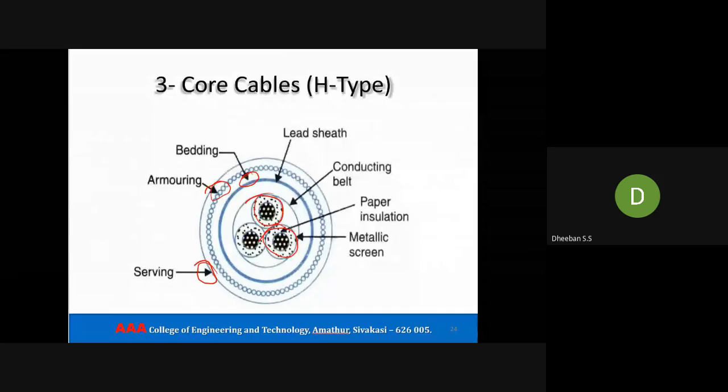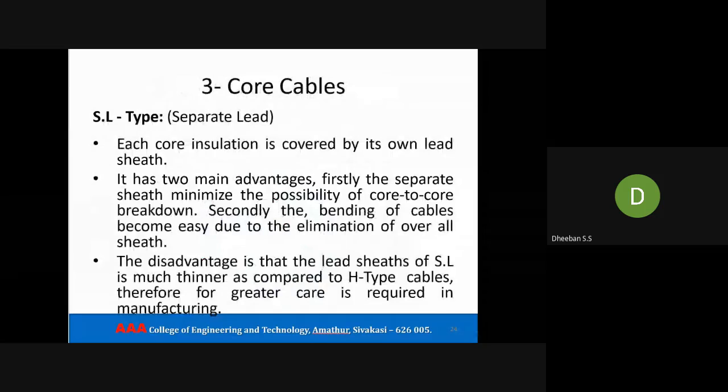So next is SL type. SL type means separate lead. Each core of the insulation will be covered by one lead sheet. That is, if this is a core, this core will be covered by a separate lead sheet. So this has two advantages.